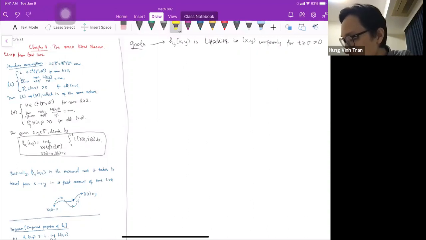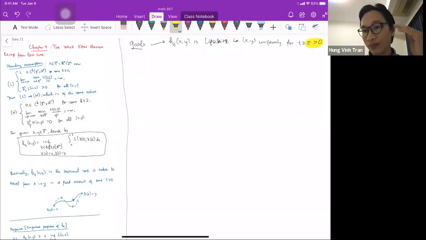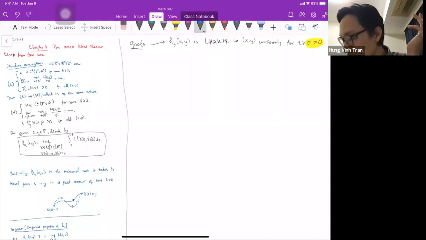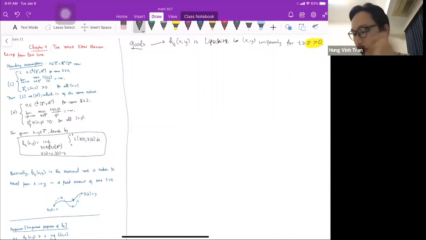By that I mean that we need to stay with some certain time sigma bigger than 0. Then we are saying that the function H_t is going to be Lipschitz uniformly, provided that t is big. So that's something quite important, and I'll tell you about certain implications as we go.